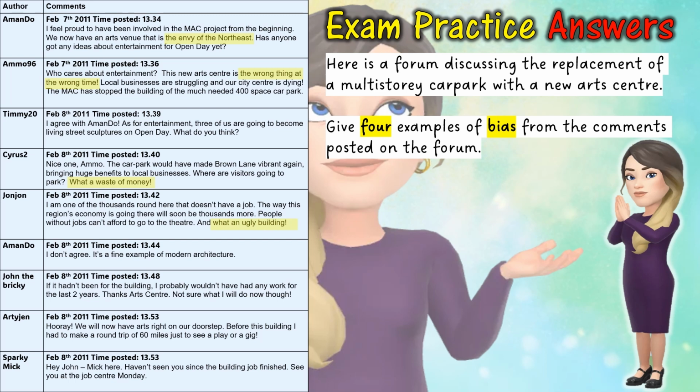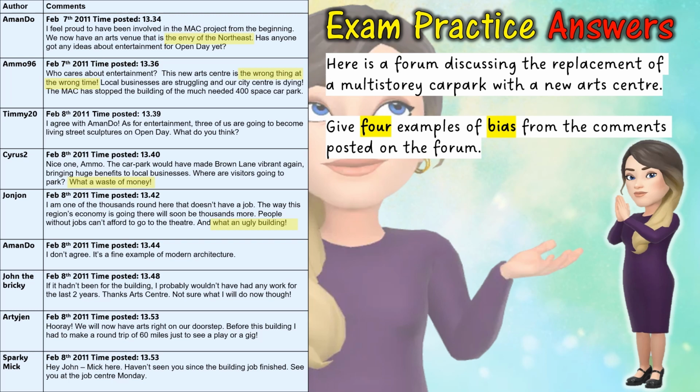Number 4, what an ugly building. John really would like to go to the theatre maybe, but they can't afford it because they don't have a job. So they're presenting a negative opinion.